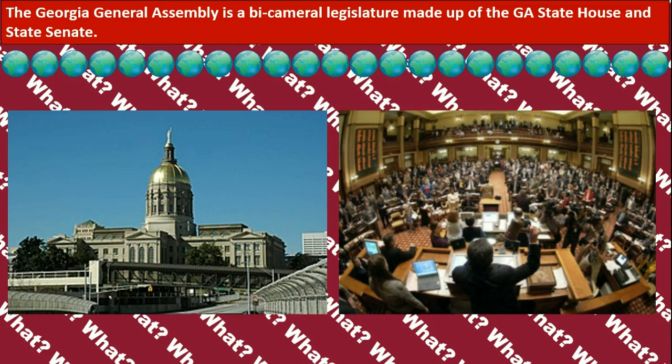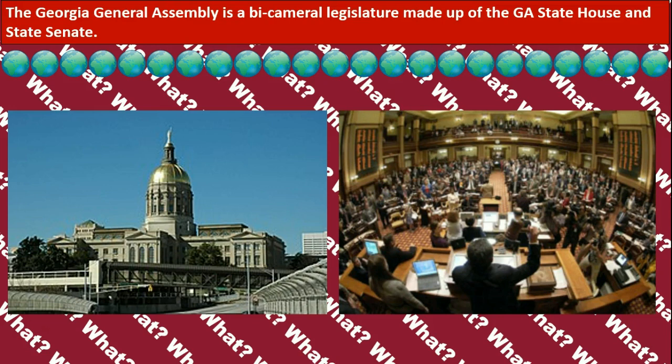The purpose of the 180 members of the State House and 56 members of the State Senate is to write and pass laws. And for the most part, those laws are in 3 categories: things citizens can and can't do, what to spend the government's money on, and how to collect taxes.